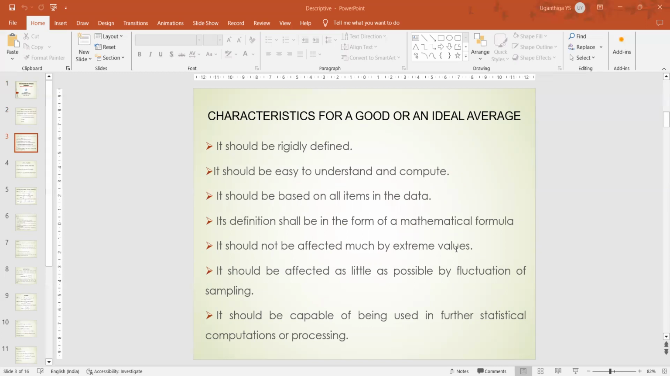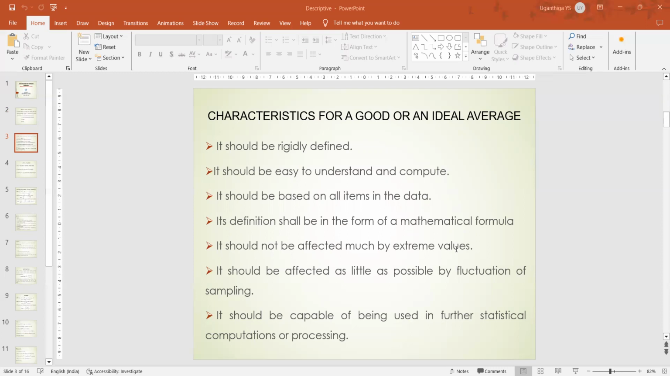So first point, it should be rigidly defined. That means it should be clearly defined. A mathematical definition should be there. Then only we consider it a good or ideal measure. Then it should be easy to understand and compute. It should be based on all items in the data. Its definition shall be in the form of a mathematical formula.